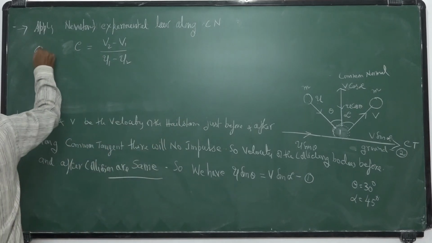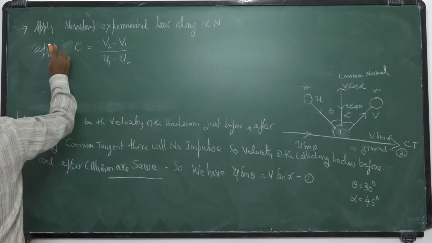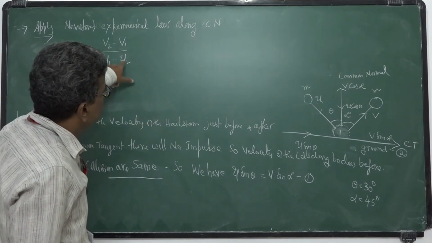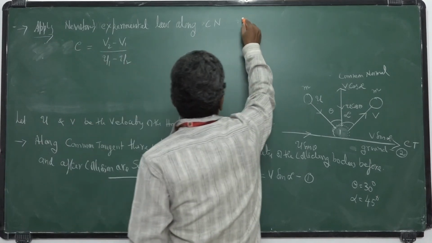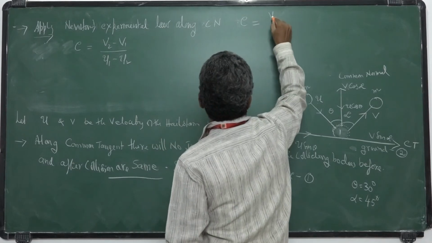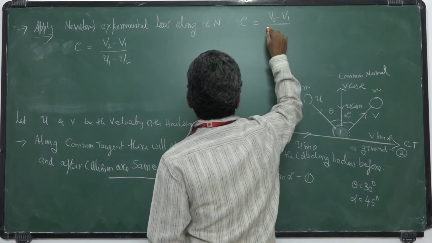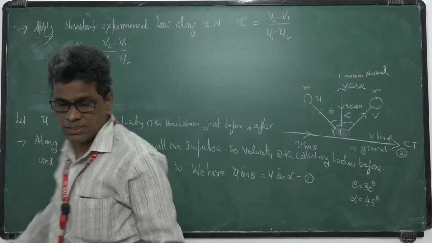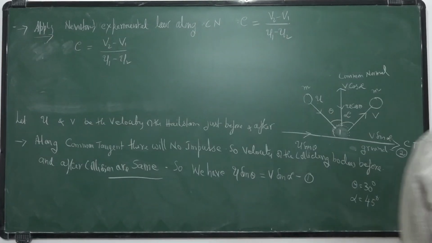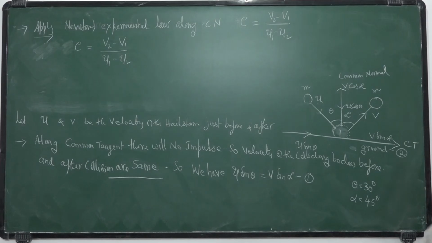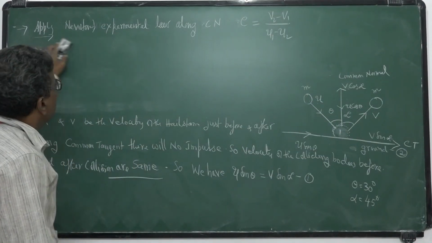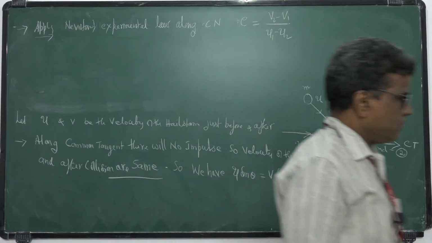I have written it already here. So what will you get? This equation I will write here: e is equal to V2 minus V1 by U1 minus U2. This is the formula. Now I am applying this. So what will you get?